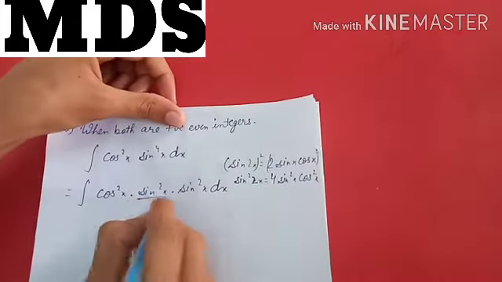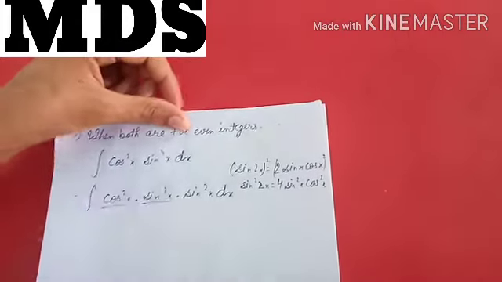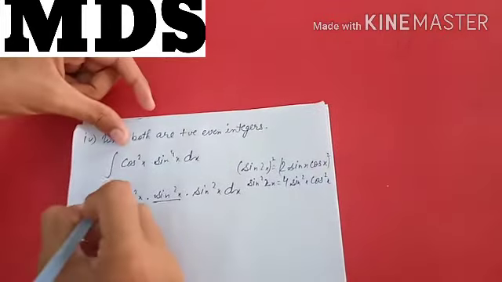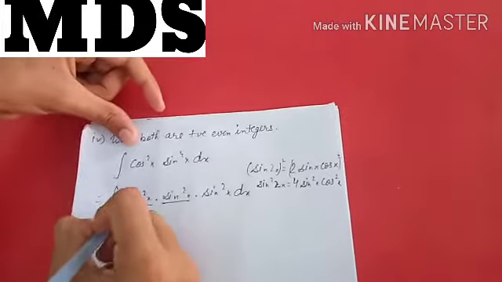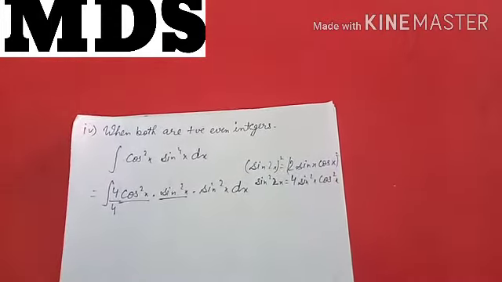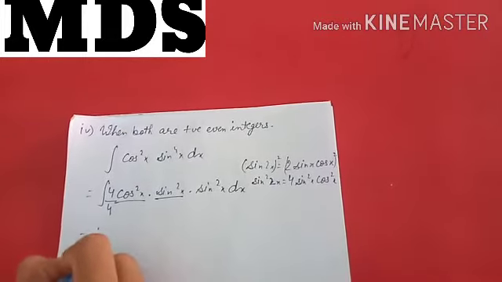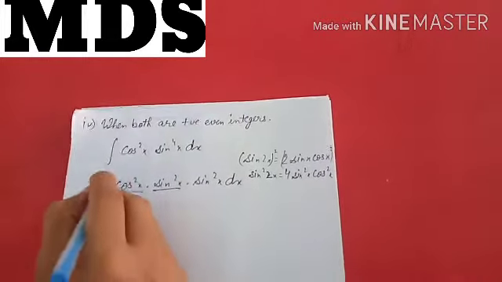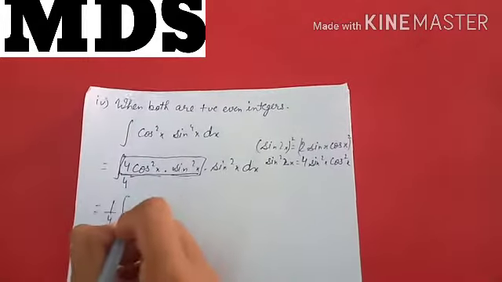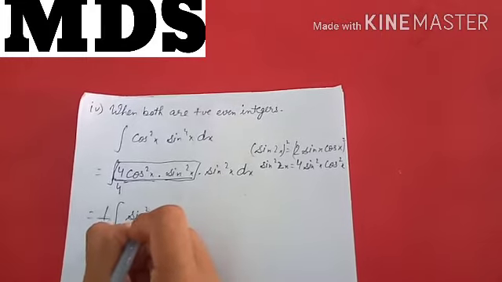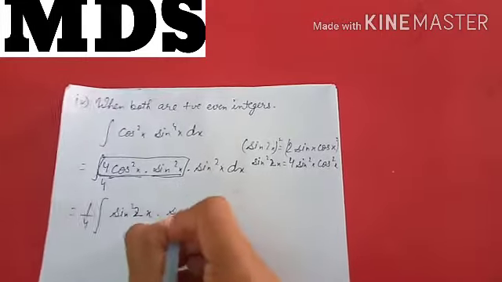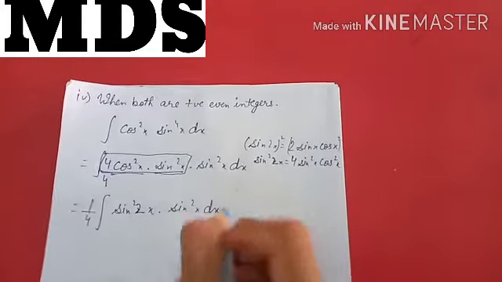Now sin square x we are having, cos square x we are having. Now I can multiply this by 4 and divide by 4, and there will be no change in my question. So I can write this 1 by 4 outside, and this is our formula form. But which formula? It is the formula of sin square 2x, and this sin square x remains as it is.